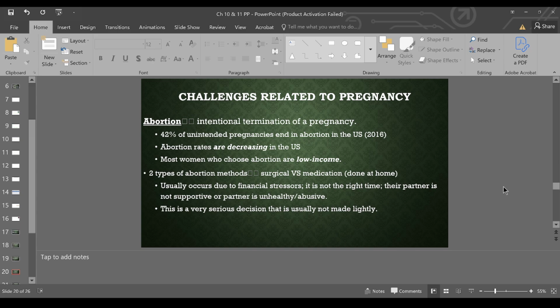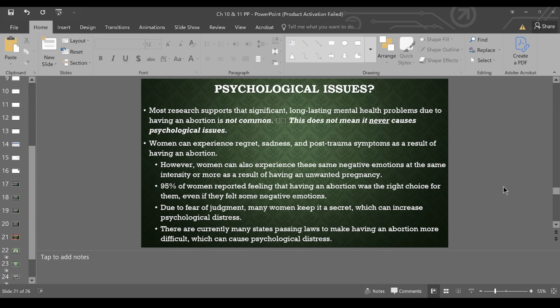Then we have challenges related to pregnancy once again, abortion, and then two abortion methods. Now this is mostly within the respective females. That's what this slide is basically talking about. If you want to pause it to read it, go ahead. Go to the next one.